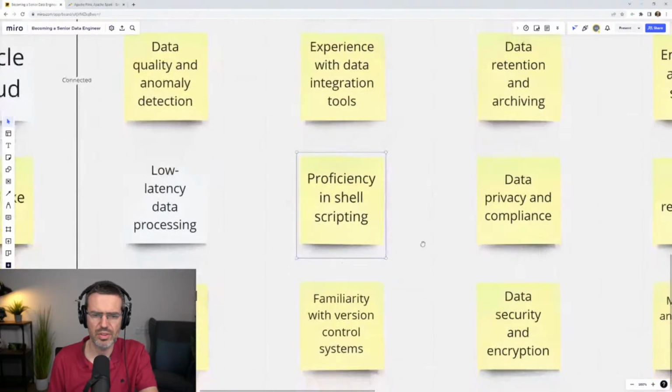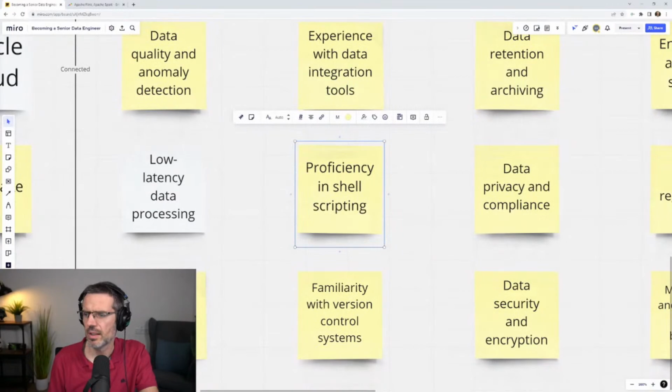Then we have proficiency in shell scripting. I mean, shell scripting is very, very focused, right? Very basic, very near to hardware, to operating systems, and so on. So let's see what it says here. Senior engineers should be proficient in shell scripting languages such as Bash or PowerShell and be able to use them to automate processing tasks.